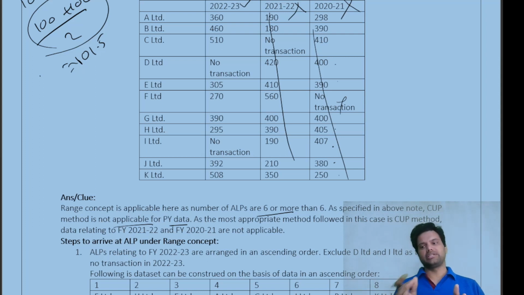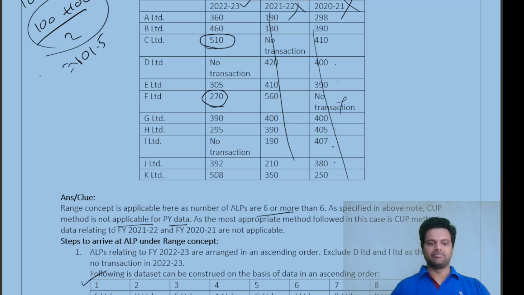That means lowest to highest. So first I have arranged them here: 1, 2, 3, 4, 5, 6, 7, 8, 9, and F Limited, H Limited. The lowest here is 270 and the highest here is 510. So I arranged these ALPs from lowest to highest. That is step number 1.